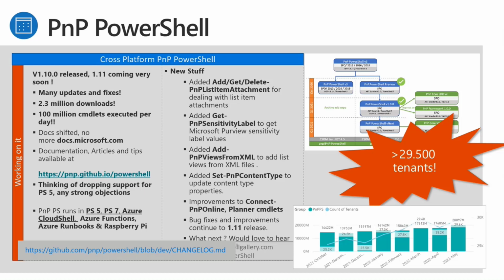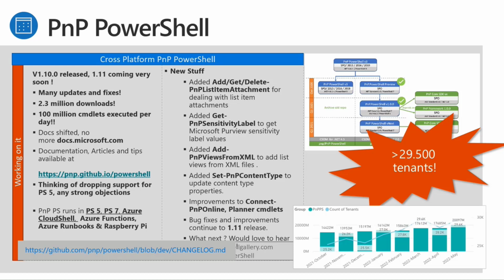So you can now add, fetch as well as delete list item attachments. We also realized that there is a need for Microsoft Purview sensitivity labels, so we added a commandlet to fetch those labels from the Graph API. Then there is also this requirement that you wanted to add list views from an XML file, so we added that particular command as well. And then there is also a command that we added to update the content type property. Sometimes you want to update a content type name, or update some description, or make the content type read only. We made that a bit easier to do.